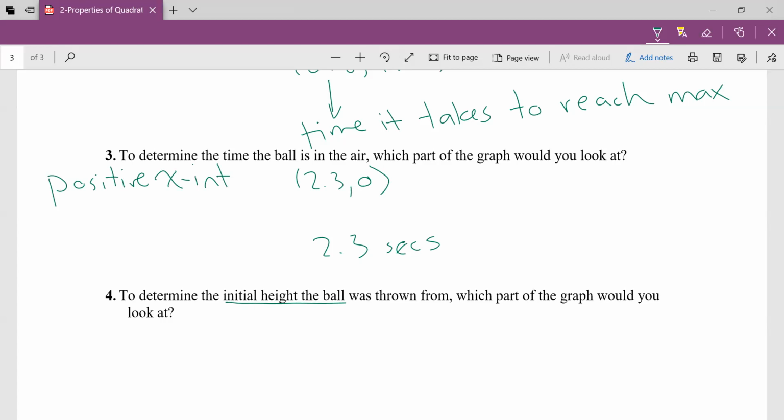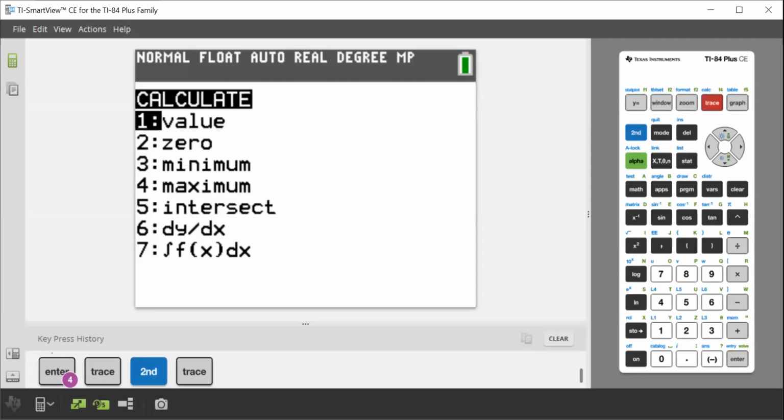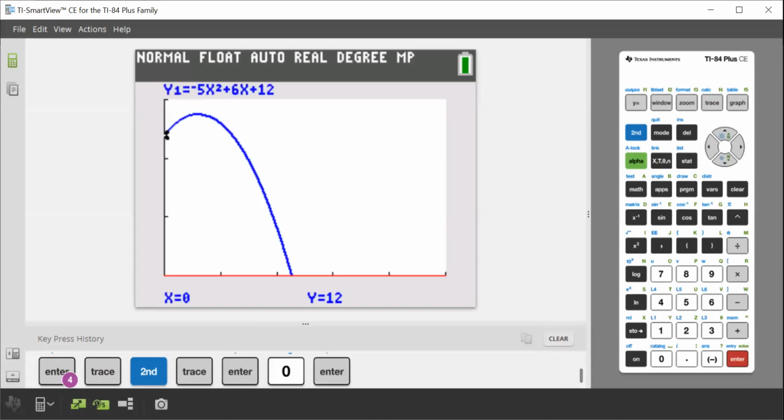All right. To determine the initial height the ball was thrown from, where would I look? Well, that's when time is 0. So I go back to my graph. Where was time 0? Time is 0. Well, look, that's the y-intercept. So again, I can hit trace to go back to that point, or another way I could do it is go second, calc, value and let x equal 0. It's at 12.